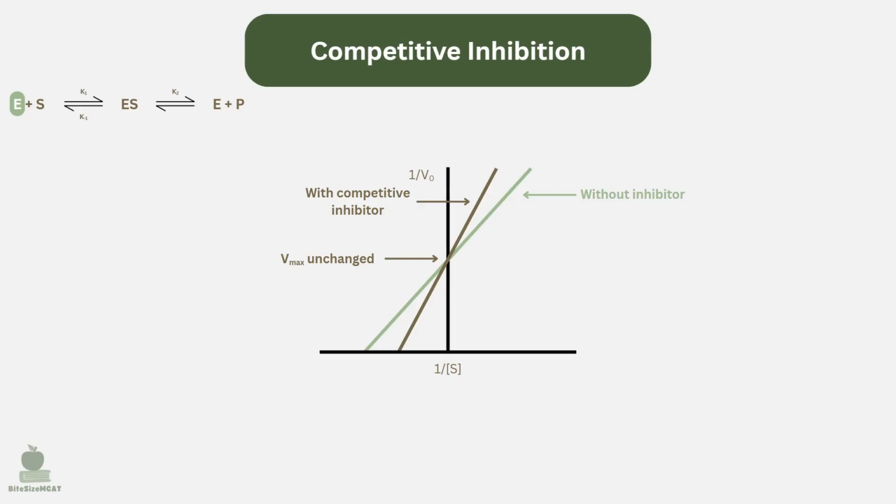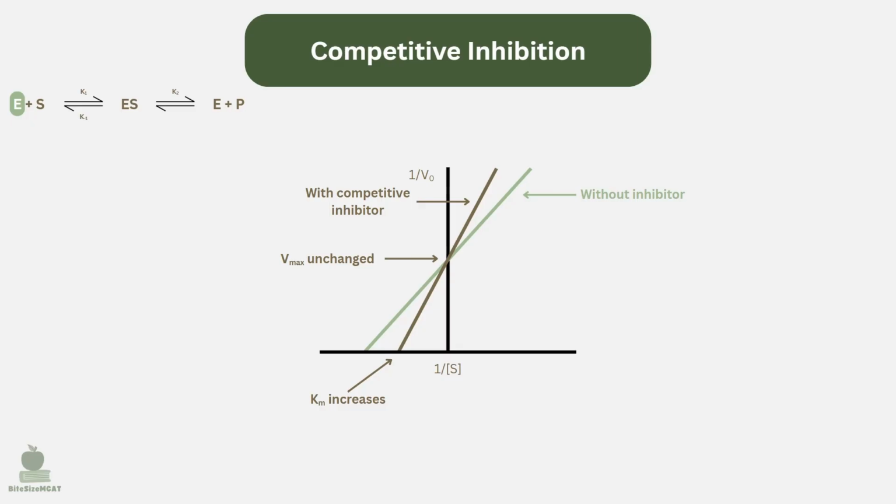What about Km? We see that the x-intercept increases. How do you calculate the x-intercept? The x-intercept is calculated by -1 over Km. So if the x-intercept increased, that is due to the Km also increasing. Because of the negative sign, increasing Km leads to a less negative number, leading to an increase in the x-intercept. This is because more substrate is necessary to reach 1/2 Vmax in order to compete with the inhibitor.